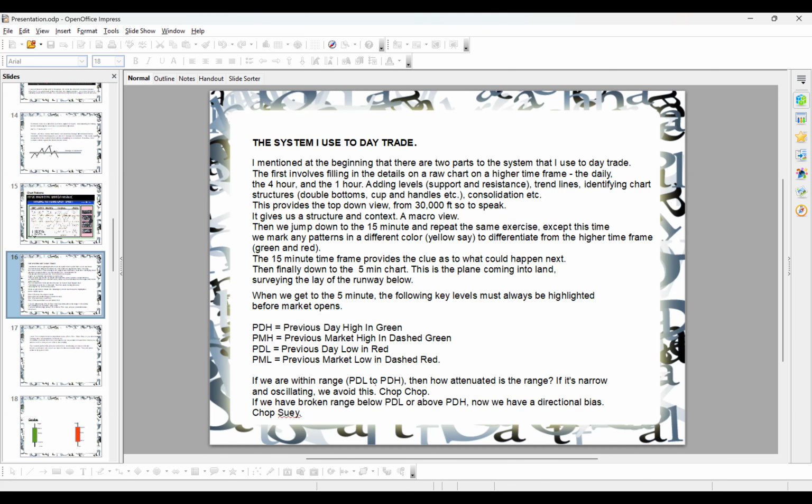Okay. So attenuation is important on range. This is why we mark these levels. And I call this chop chop. And then when we break out of previous day low or previous day high and we have directional buys, I call that chop suey. And Friday, when we were trading SPY, that was phenomenal chop suey. I think I might have that chart in the presentation. We can talk about it in a moment.